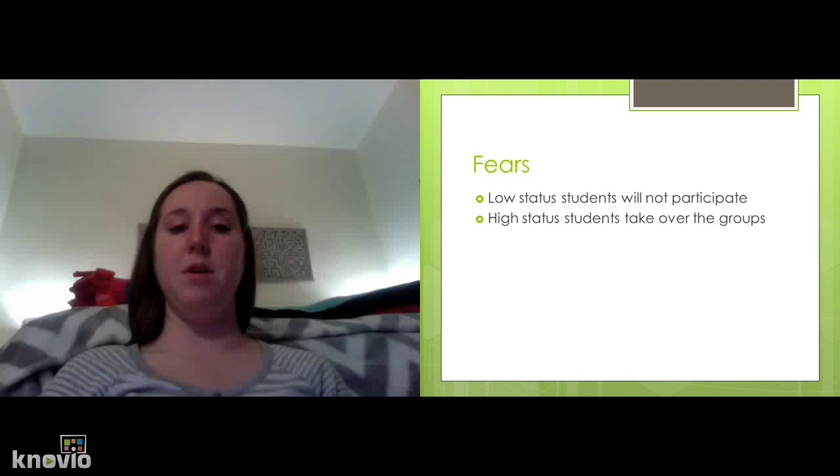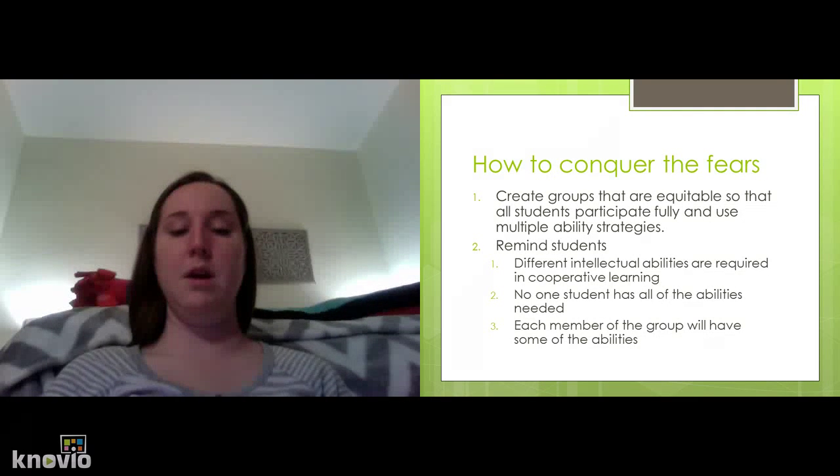Some teachers might be afraid to try cooperative learning structures because they might have a fear low-status students will not participate or that high-status students might take over the groups. How could a teacher conquer their fears? First, a teacher could create groups that are equitable so that all students participate fully and use multiple ability strategies. Also, they have to remind the students that different intellectual abilities are required in cooperative learning. No one student has all of the abilities needed, and each member of the group will have some of the abilities.